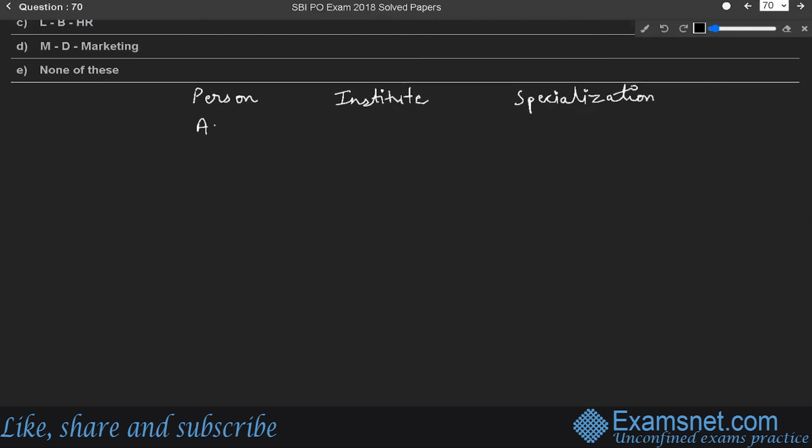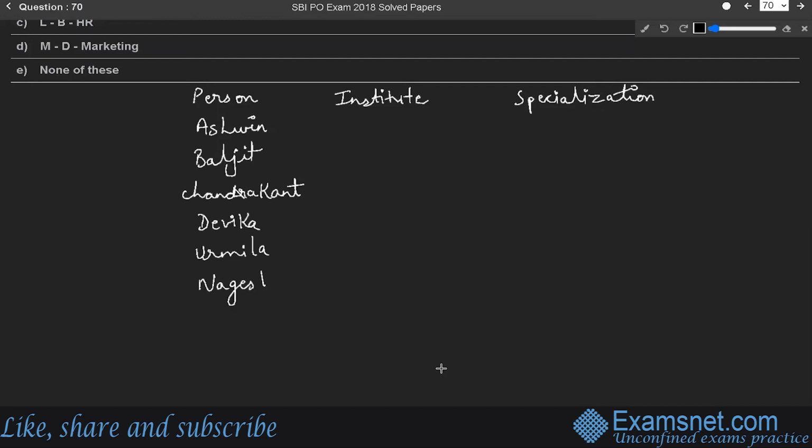Persons are Ashwin, Baljit, Chandrakant, Devika, Urmila, Nagesh and Pranjali. And institutes are M, J, K, L, T, R and F.